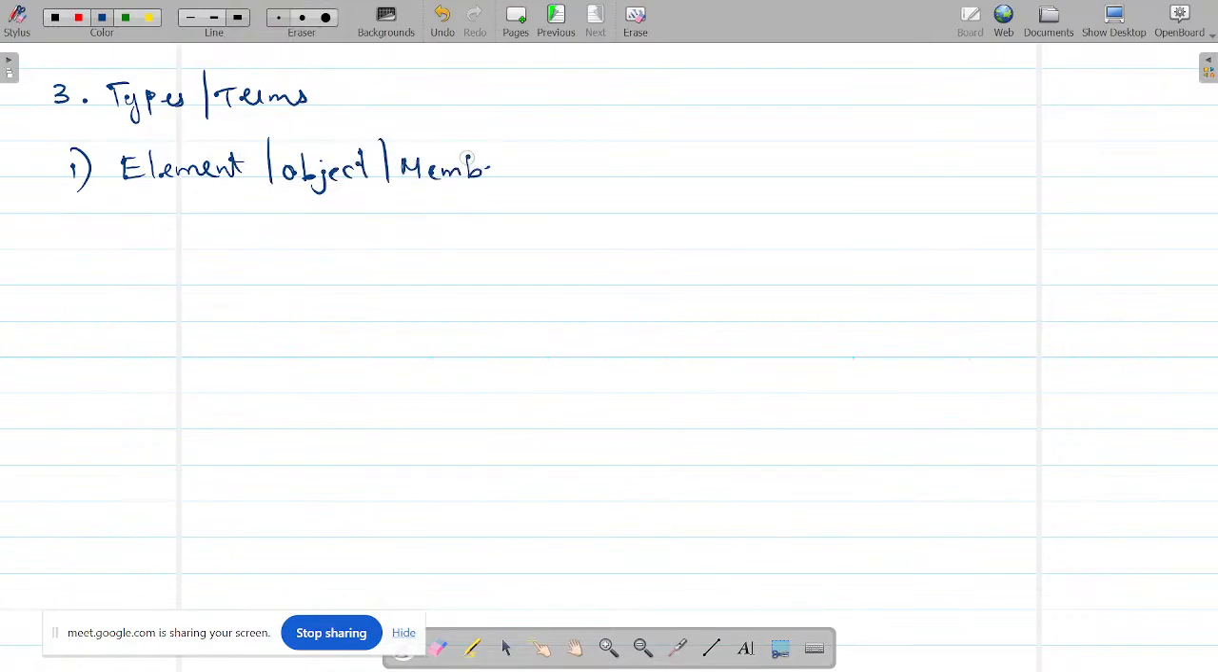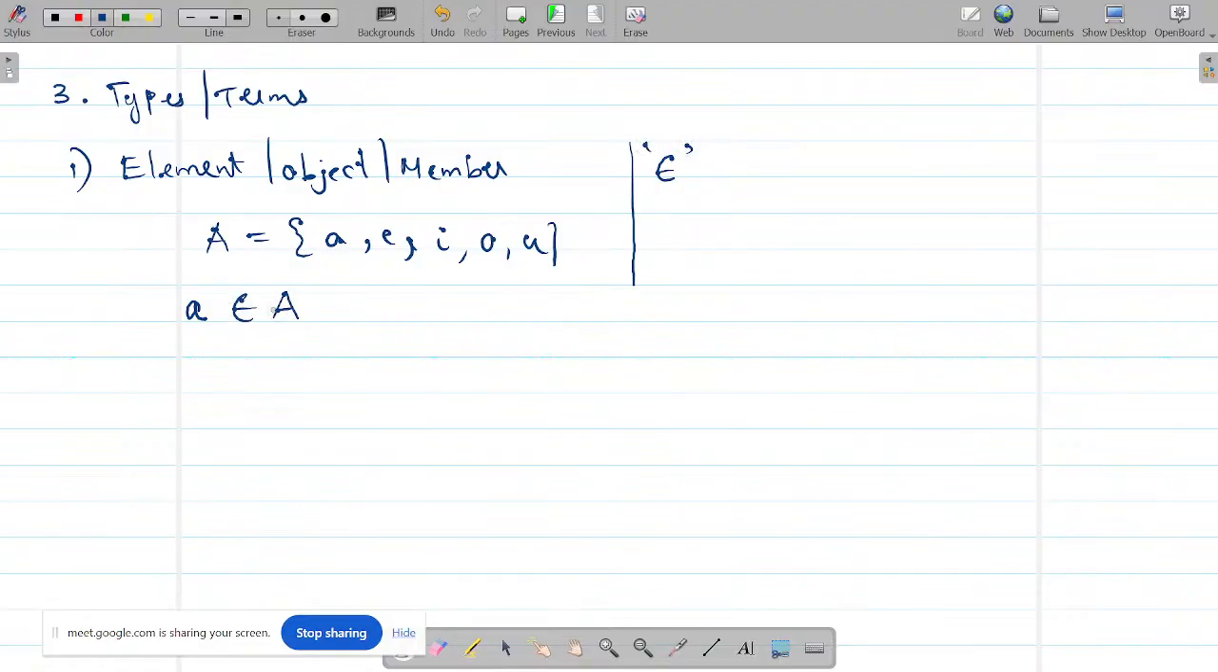Different types of sets. Third heading, types and terms. First term here is element, or what we call object, or what we call member. When I talk about A, the set of vowels, it consists of A, E, I, O, U. We say that a is an element of capital A. What symbol we use? You know already, we have discussed. Epsilon, right? We use the symbol epsilon. So a belongs to capital A. This is actually the right presentation.